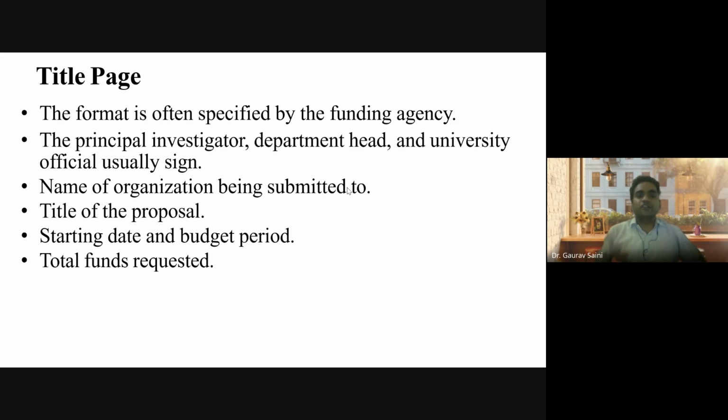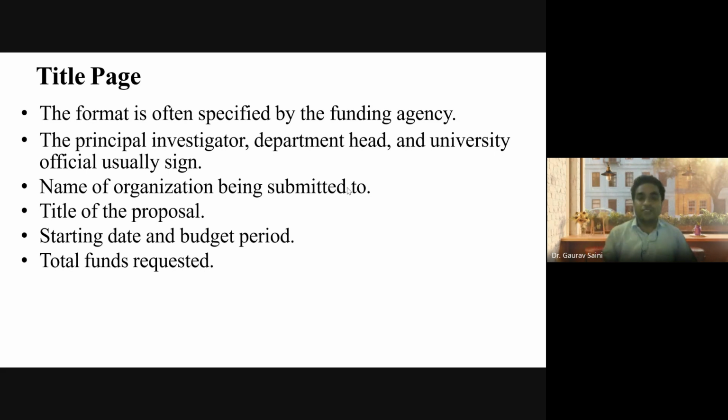And total fund requested also has a criterion, because this title page is, I would say, the first thing that decides whether your proposal should be reviewed or not. If your fund requested is beyond their limits, they will not even read your project. They also want to know the fund requirement by the proposer. If your fund is within that limit, they may process your proposal. If it goes beyond their limits, they may not consider your proposal.